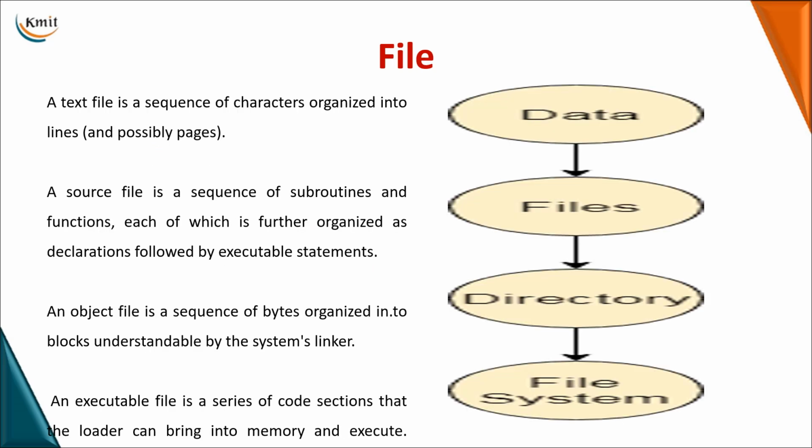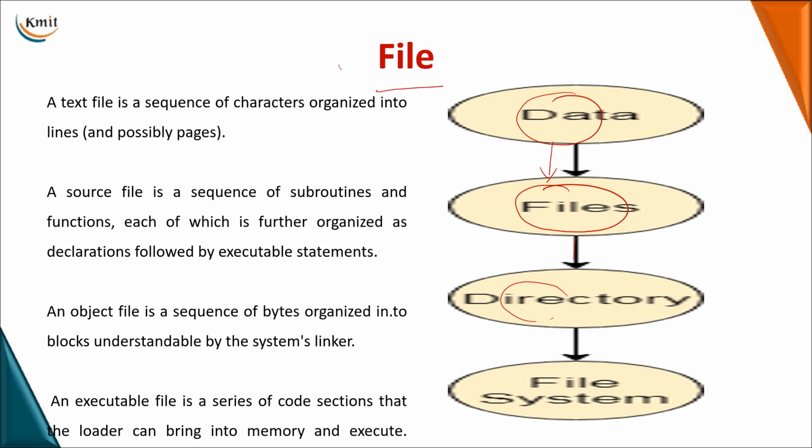Now, what is a file? What is the general meaning you understand by a file? You have some data. That data will be stored in a format, which we call a file, and a collection of files we call a directory, and a collection of directories is nothing but your file system. So a collection of data organized in one particular form is nothing but your file.